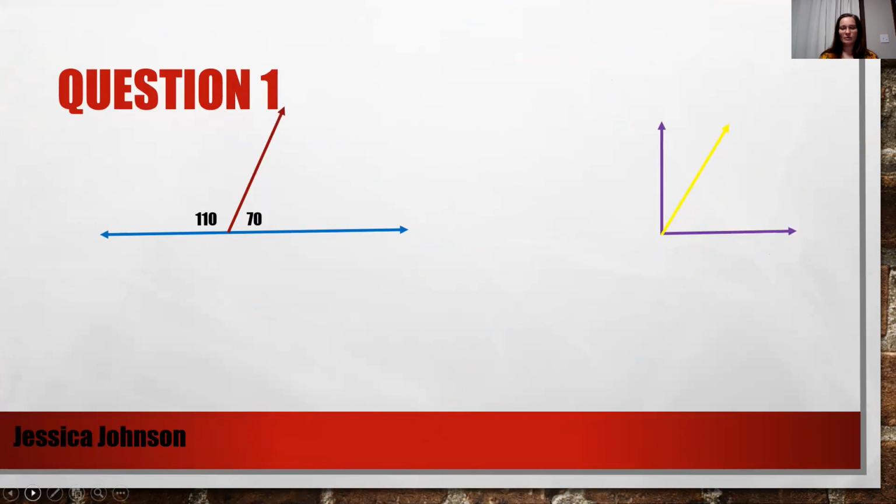What are complementary angles? Complementary angles, when summed together, equal 90 degrees. 30 plus 60 is 90 degrees.